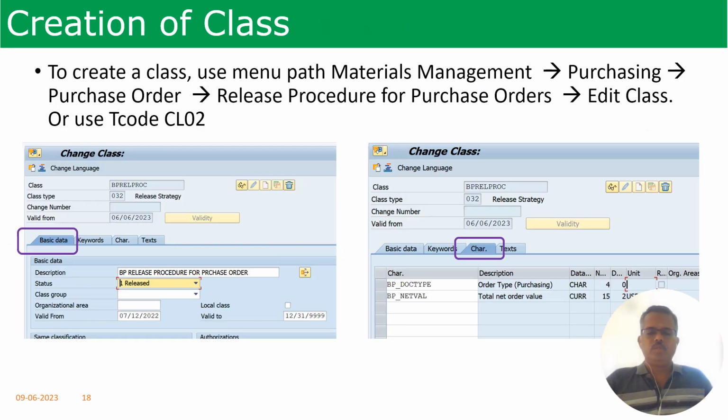Now we have to create the class and assign the characteristics to the class. For this, use the menu path shown here, or use the transaction CL02. Make sure the class type is 032, release strategy. And in the detailed tab, provide the characteristics which you created. Those we have to assign to this class.